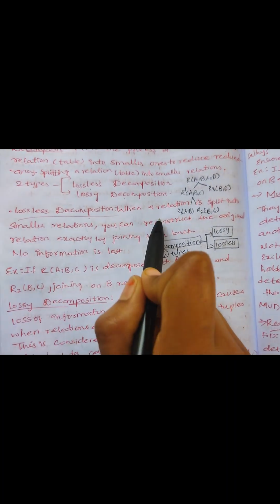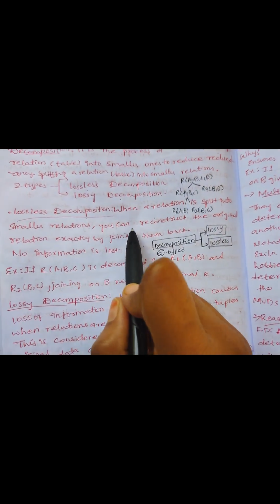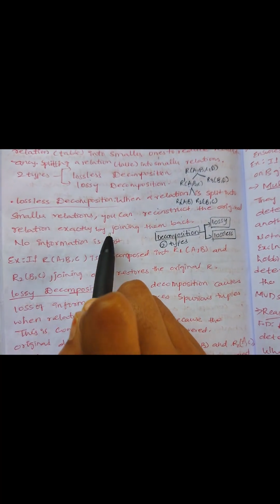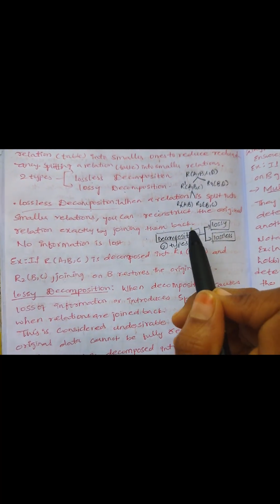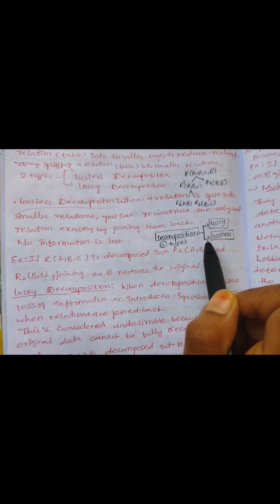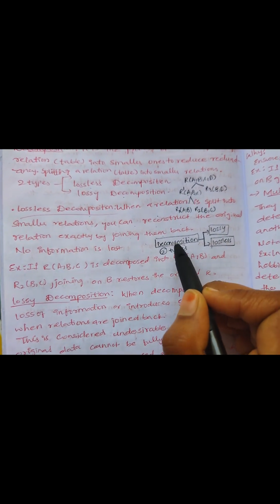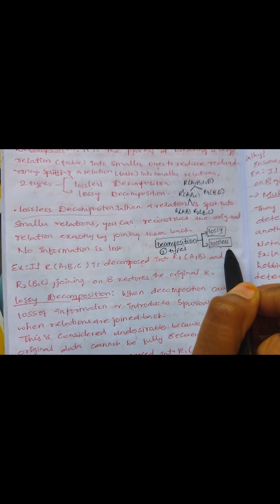Lossless decomposition: a relation is split into smaller relations so that the original relation can be reconstructed exactly by joining them back. Like writing these flow charts in the exam, you will get a good impression on the invigilator. Decomposition contains two types: lossy decomposition and lossless decomposition.